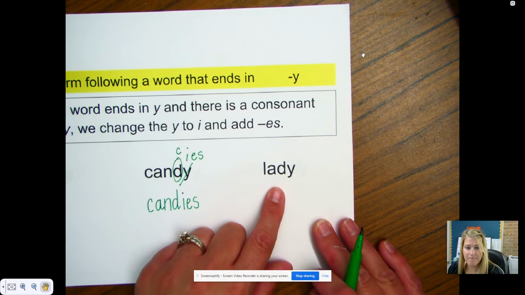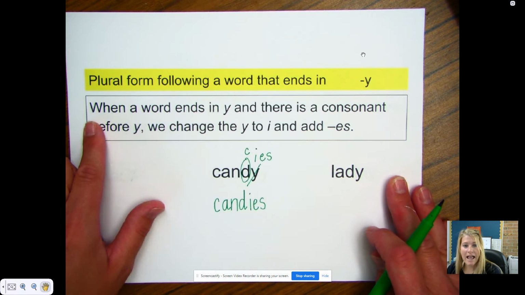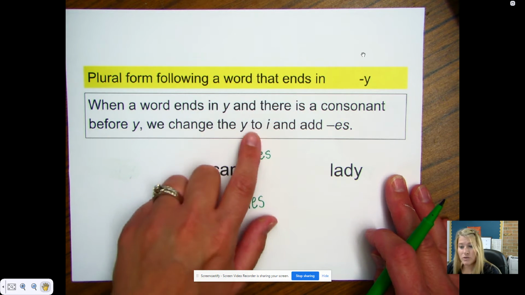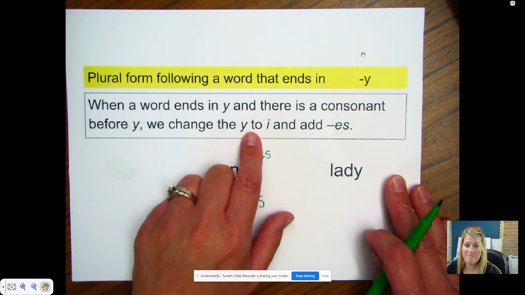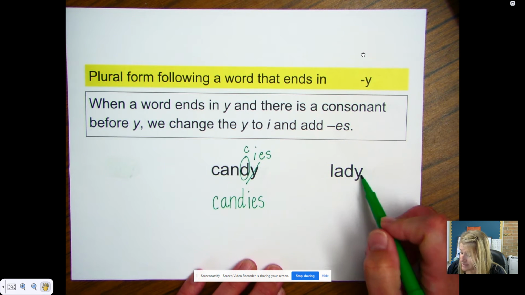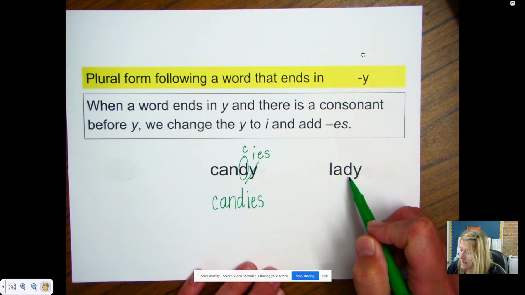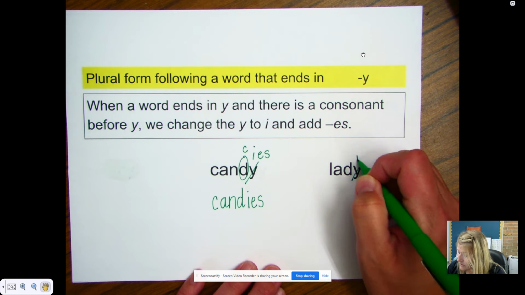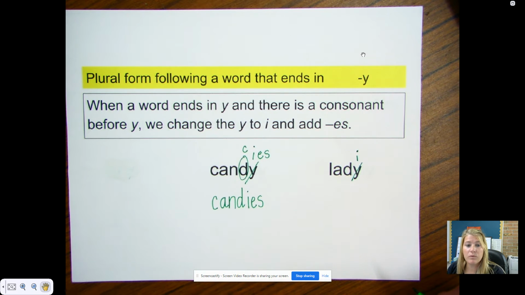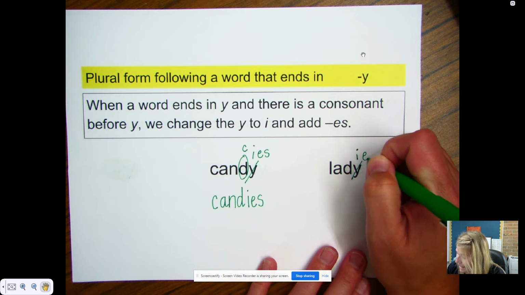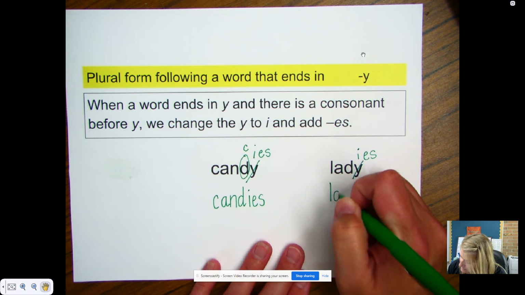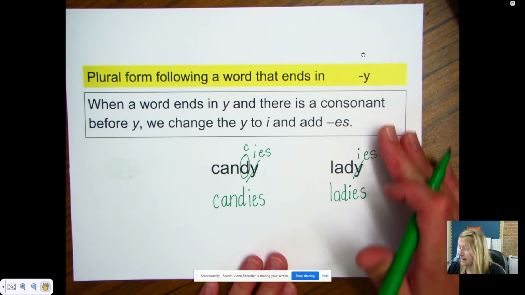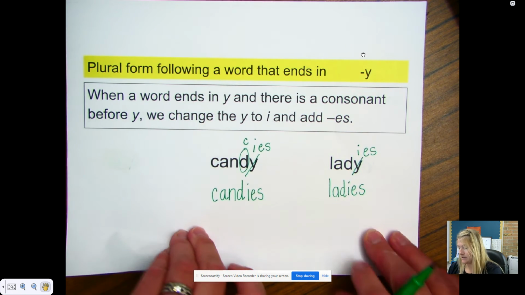Let's take a look at lady. So the rule says, when a word ends in Y and there is a consonant before the Y, we change the Y to I and add ES. So let's try it. Yes, there sure is a consonant in front of that Y. We have the consonant D. That means that to make this plural, the Y will change to an I, and I add on my ES. So let's rewrite that. Instead of a Y, it's an I and ES. So lady, its plural form is ladies.